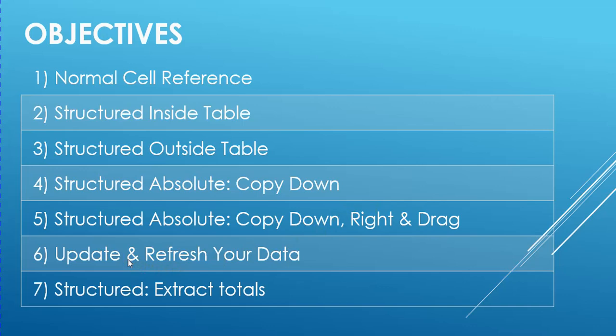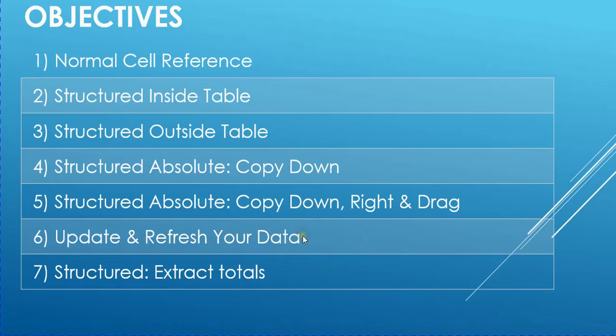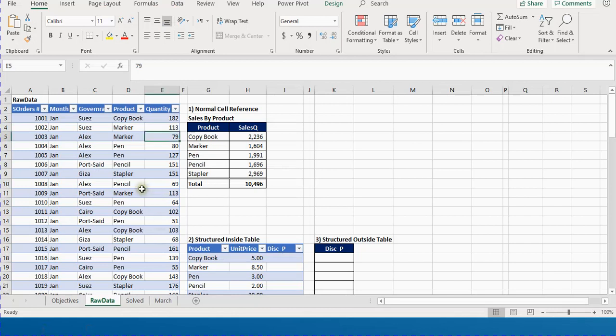And then how we can update and refresh our data if we received new information and we want to update our database and calculation, how this will happen. Actually, I'm always stressing on this because this is a great benefit of using tables rather than a normal Excel range. And finally, how we can extract a total from the table. So let's jump directly to the Excel sheet.